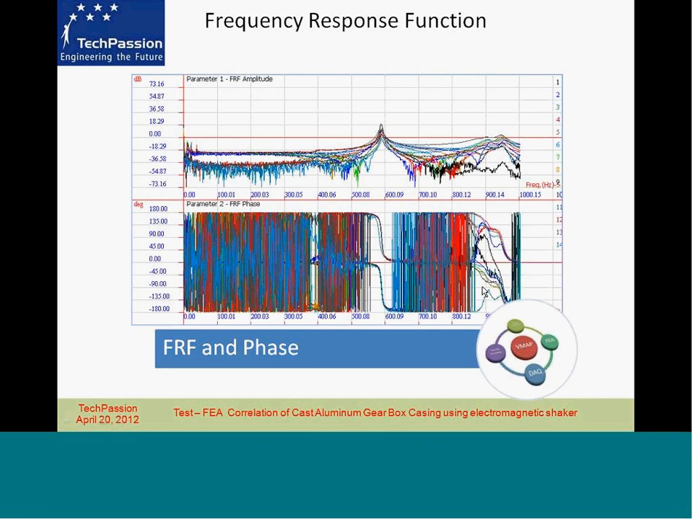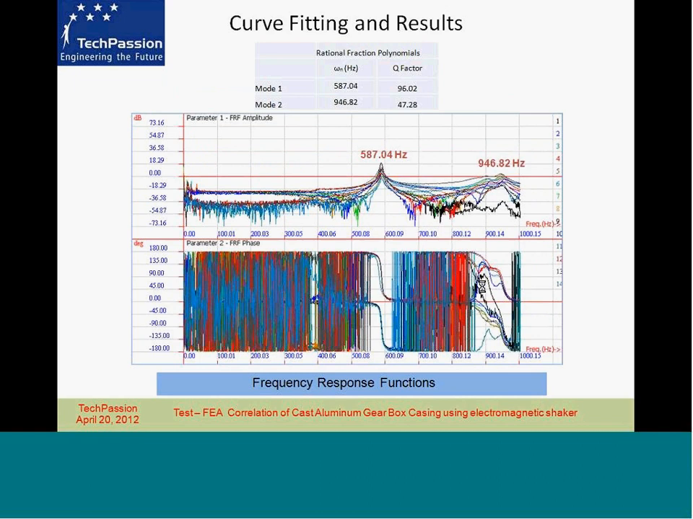So from the FRF, or frequency response function, we perform curve fitting, and one method that is used to perform curve fitting is rational fraction polynomial curve fitting, and it gives us as output the resonant frequency and the Q factor for the first two modes, that is 787 Hz and 947 Hz. And from the resonant frequency, we get the Q factor, and the Q factor values are given here, 96 and 47. From the Q factor, we can compute the damping by zeta is 1 divided by 2Q.